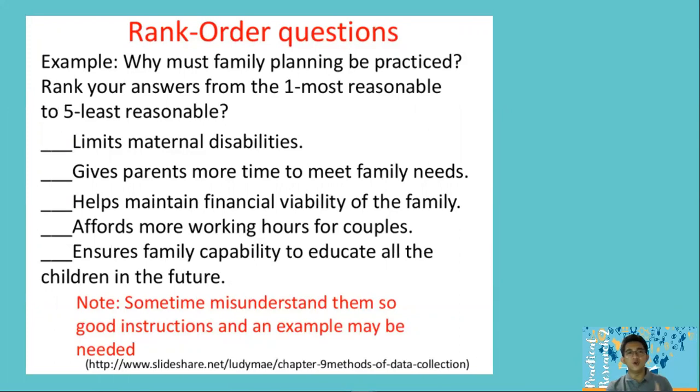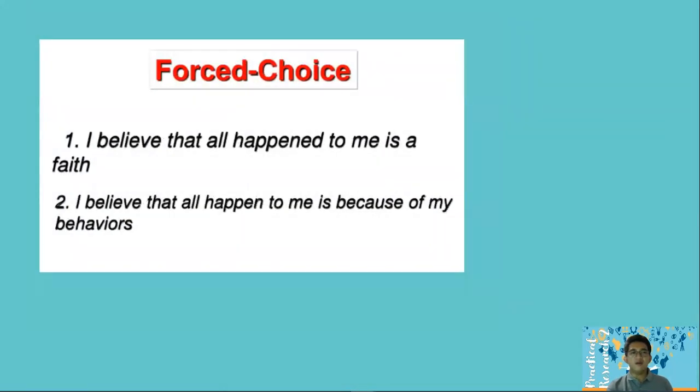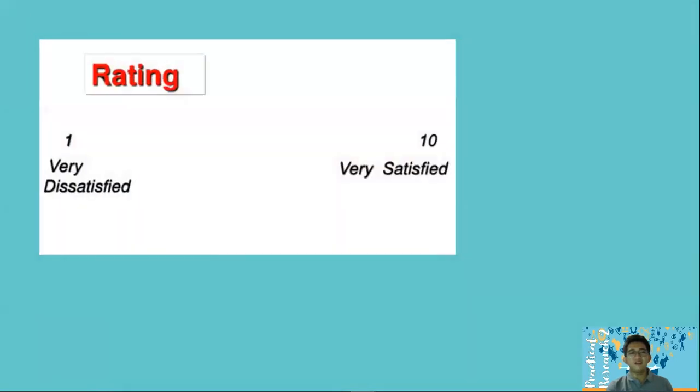So it is good that the researcher has a good instruction and has an example to be placed first before the respondents or the participants answer the questionnaire or the interview. Then we have the forced choice. So the participant or the respondent will only choose between two choices, two alternative statements. It's not a true or false, but it's more on opinion, but you only need to choose from either of the two.